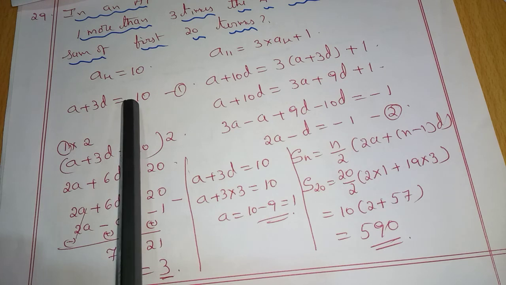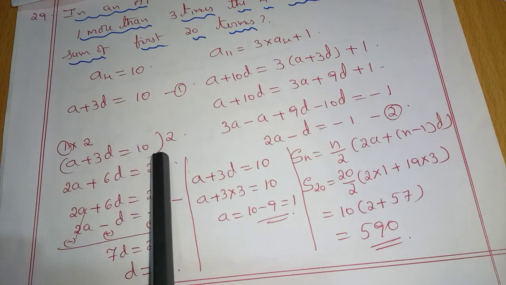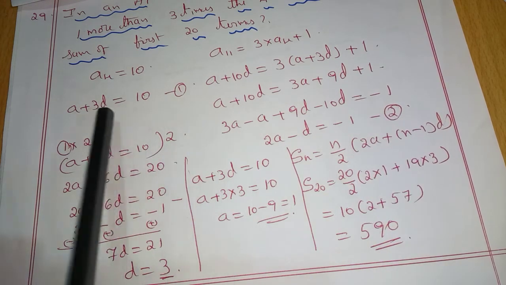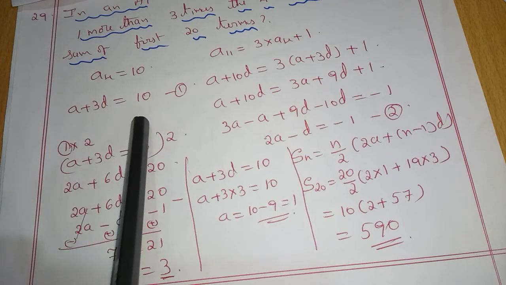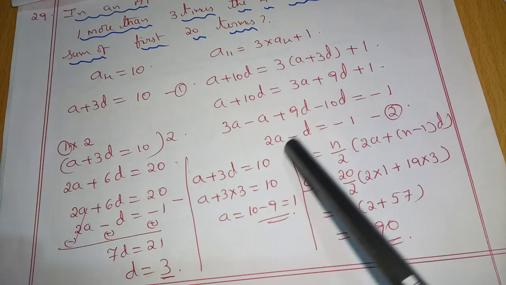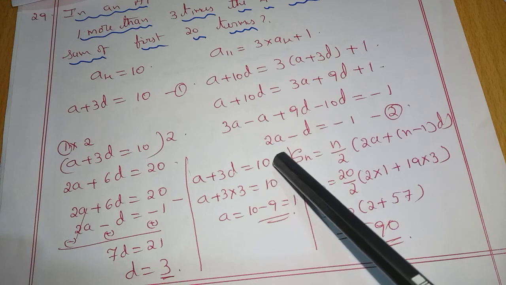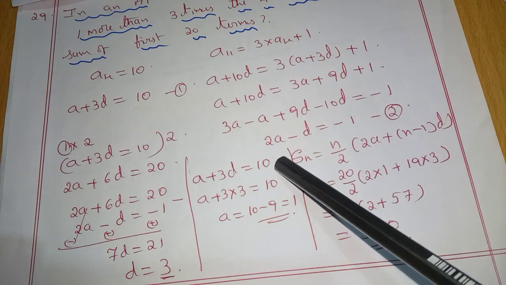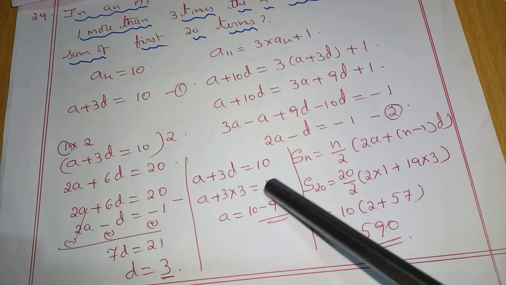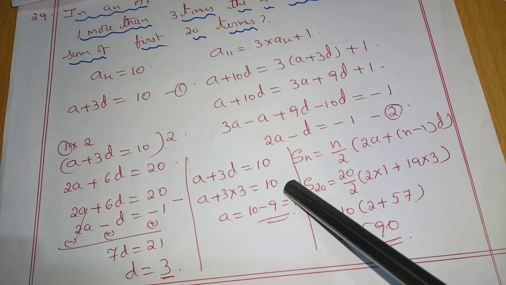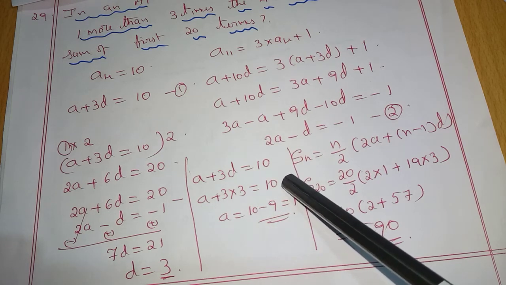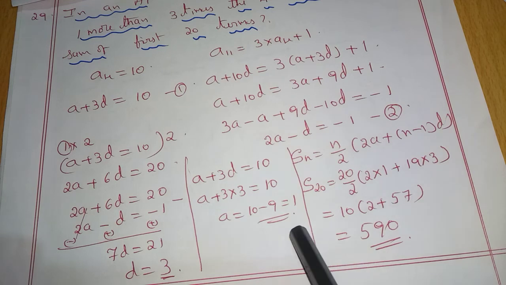We have got 3 equations. Equation 1, then multiplied by 2 equation and second equation. Among them, least values are in equation 1. So, we will substitute D value. Any equation can be taken, but I will prefer the first one. A plus 3D is equal to 10. In place of D, 3. A plus 9 is equal to 10, A is equal to 10 minus 9 is equal to 1.